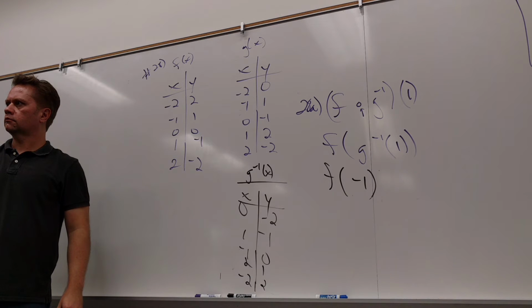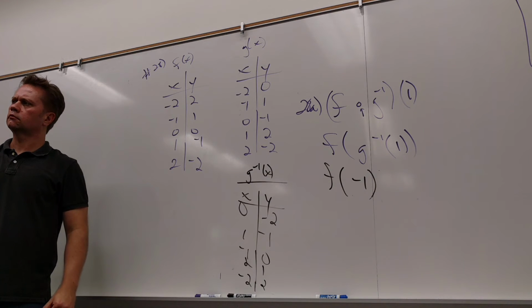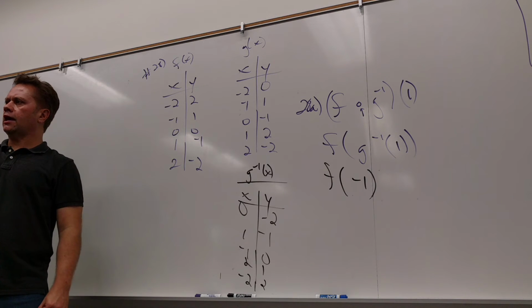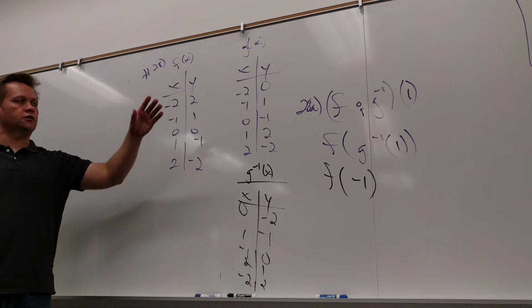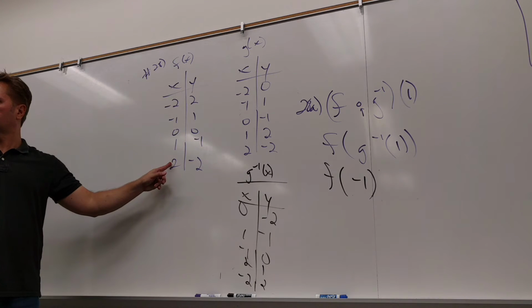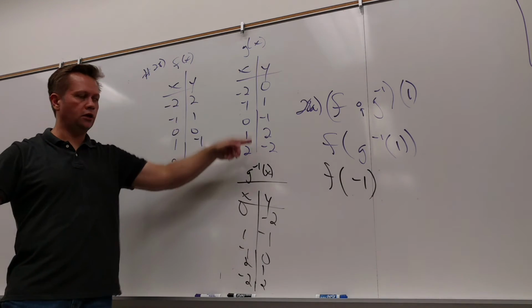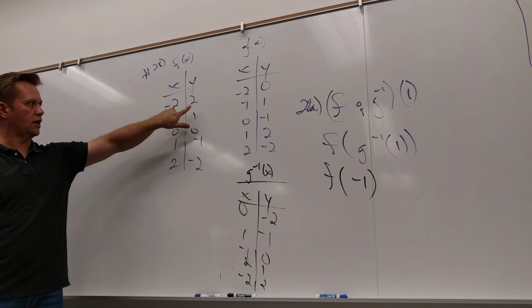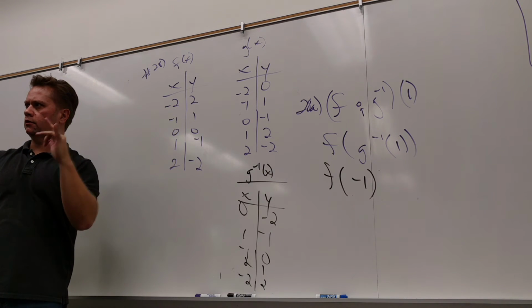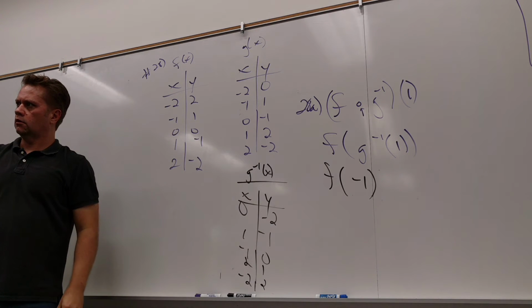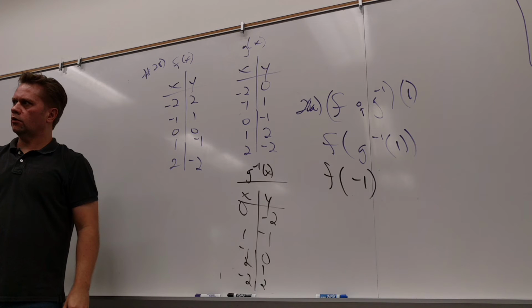So how do you know which x or y column to go to first? If they say f of 3 or something, I'm going to look here, of course, right? If they say g of something, I'm going to look here. If they say f inverse, I'm going to have to look at the reverse of these, right? But you always look at the x as far as compared to the first one. You don't look at the y.